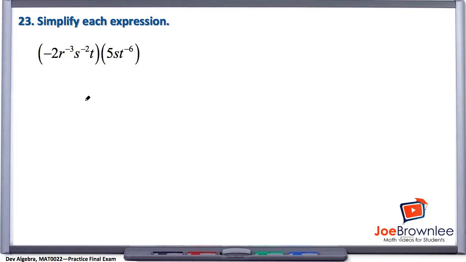And all we're going to do here with number 23 is multiply number to number and then like variable to like variable. Well, what does that mean? Well, if we start and multiply the number by the number, that means we're going to multiply negative 2 by positive 5. Well, that gives us a negative 10. Then we can move on to r to the negative 3 times, oh, well, there's no r in this second expression. And so in that case, this r to the negative 3 just comes down.